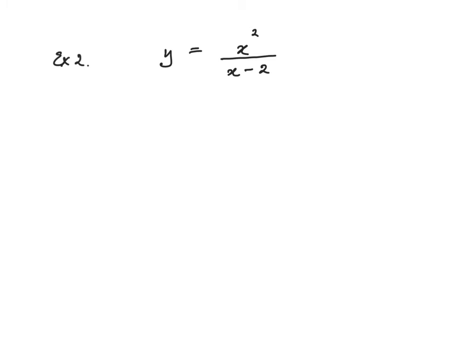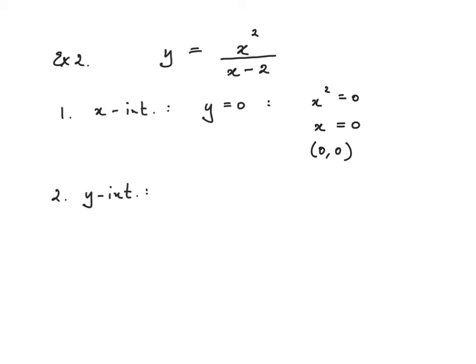Second example. So let's consider x-intercepts. They occur when y equals 0. So x squared equals 0 and x equals 0. So we have an x-intercept 0, 0. Y-intercept occurs when x equals 0. So y equals 0 squared over 0 minus 2, and that's 0, which means we have 0, 0.